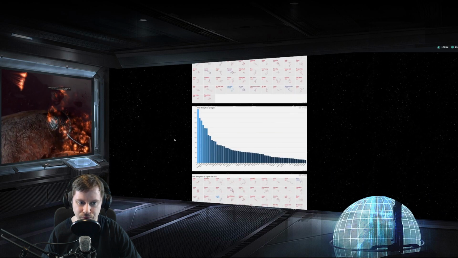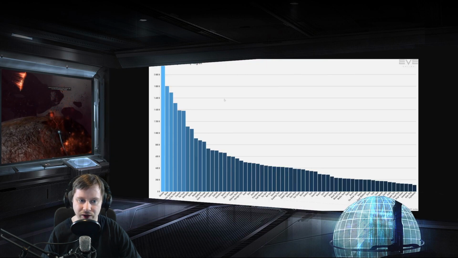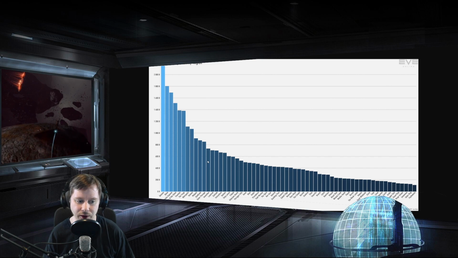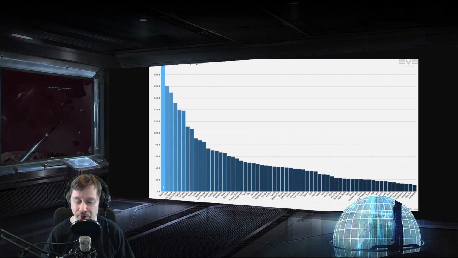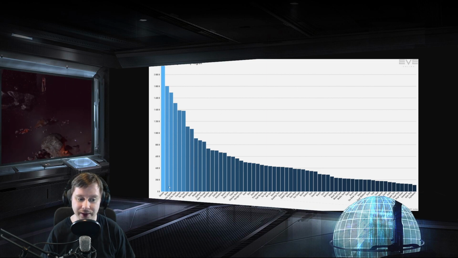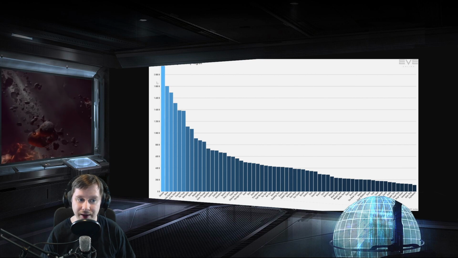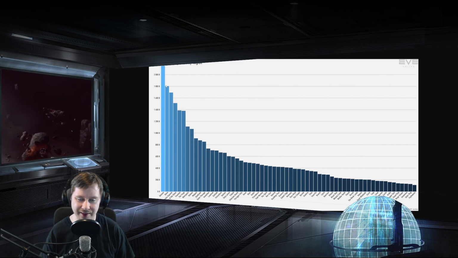All right, let's see if we can find something else that could be interesting. Here is a total mining value by region. So we've got Genesis first, which I think is for Amarr, and then very impressive Delve, 1800 billion ISK estimated value of mining.